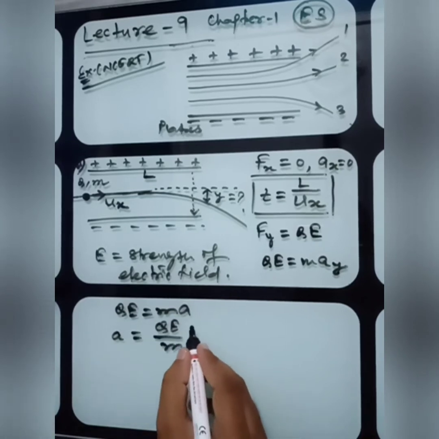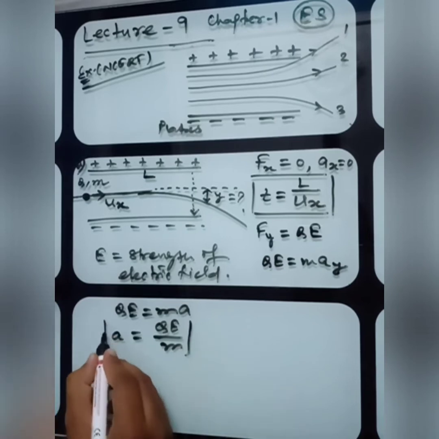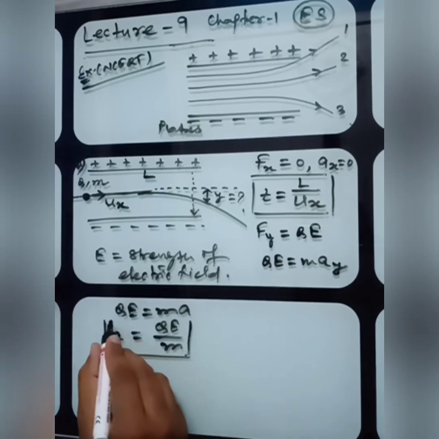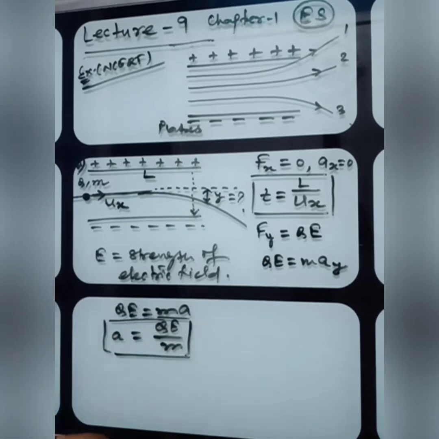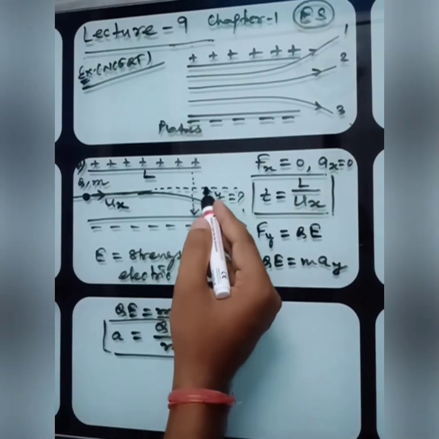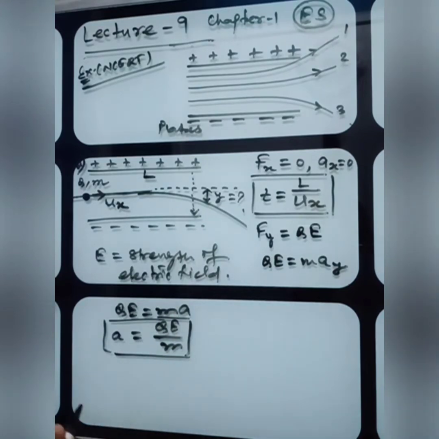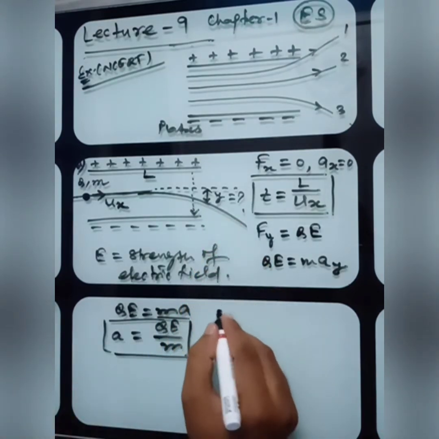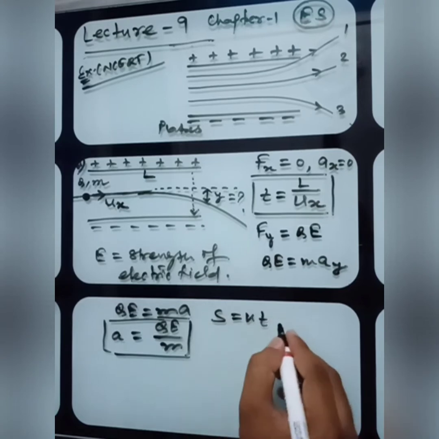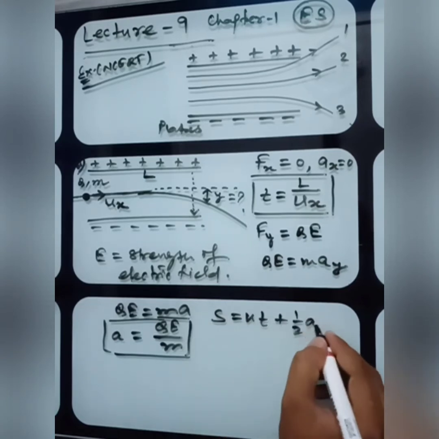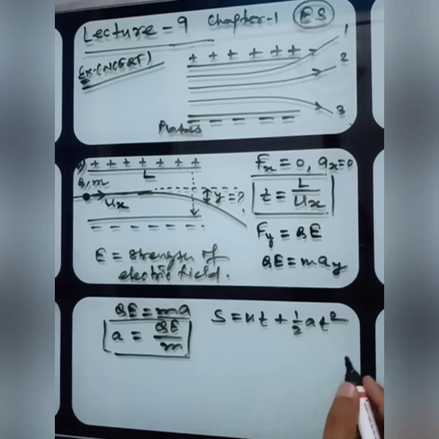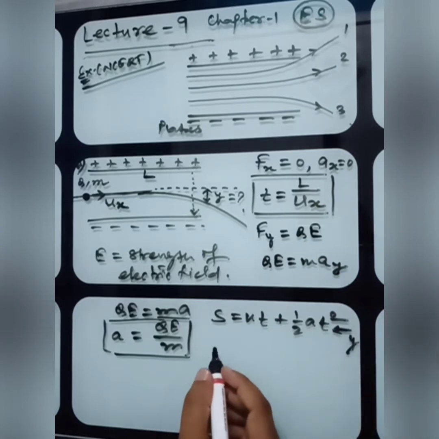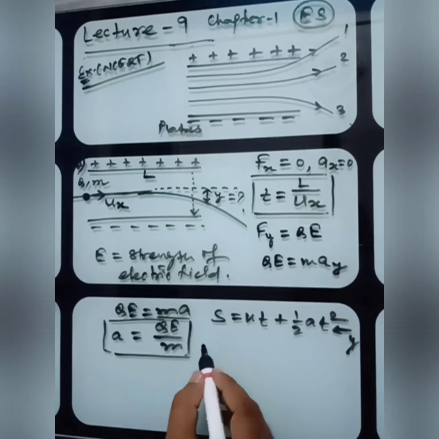So we have calculated the time, and we have calculated the acceleration. Now for the vertical deflection, since along the y-axis it is accelerating, the displacement can be written as s equals ut plus half at square. Along which axis? Along the y-axis. And along the y-axis, the displacement is how much?